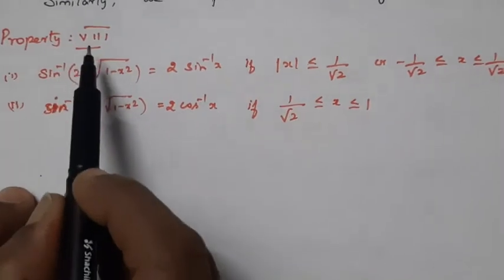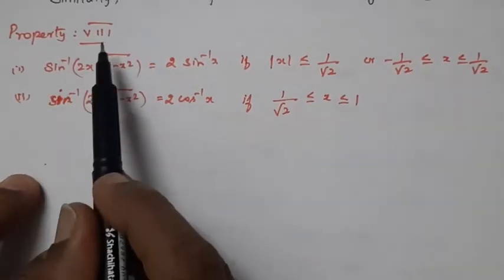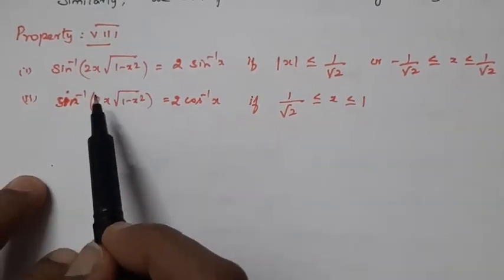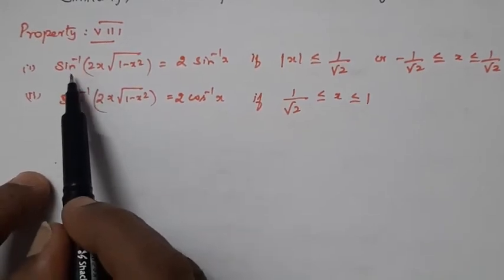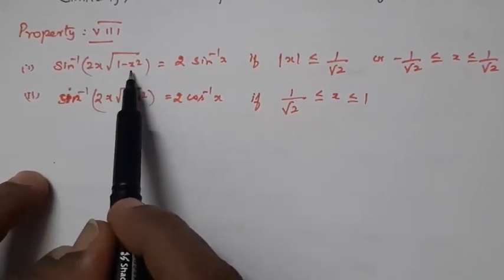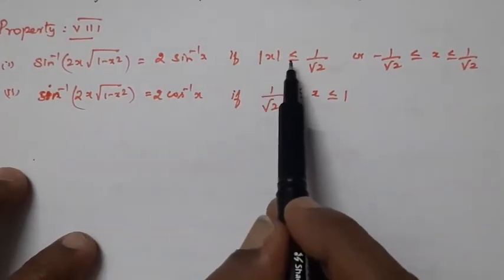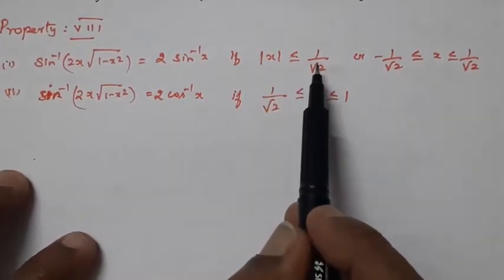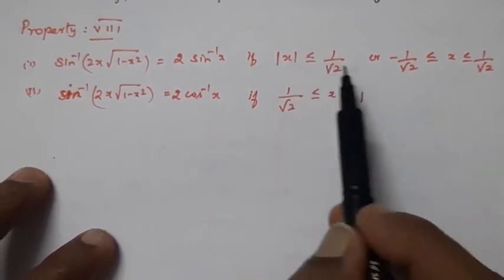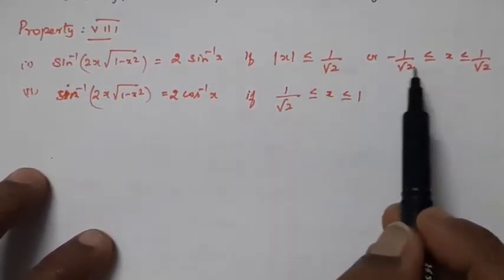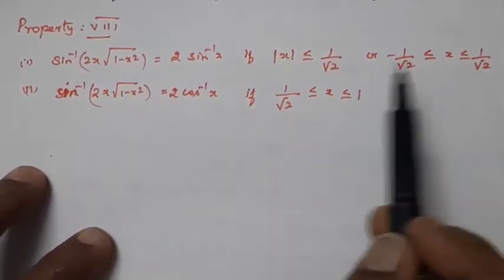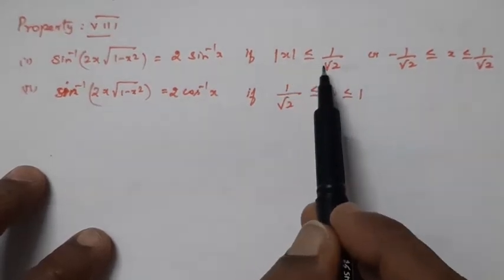Next, property number 8. In this set of properties, we have two identities. The first identity is sin inverse of 2x into root of 1 minus x squared is equal to 2 times sin inverse of x if modulus of x is less than or equal to 1 by root 2. This can also be written as: x lies between minus 1 by root 2 to plus 1 by root 2. That is the meaning of modulus of x being less than or equal to 1 by root 2.